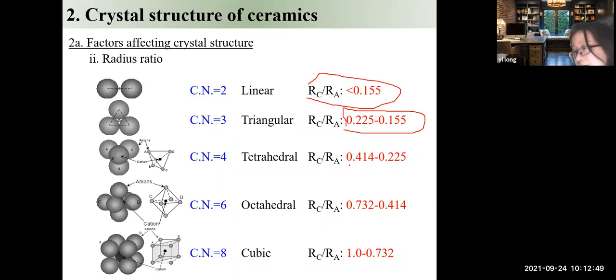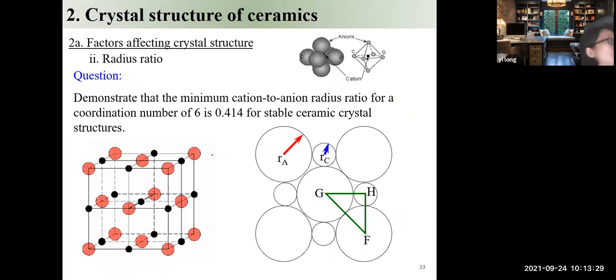Then coordination number 4. If RC over RA is 0.225 to 0.414, then it's going to be something like this, which we call tetrahedral. And if RC over RA is in this region, it's octahedral, where the number is 6. It looks very simple, right? How your atoms are arranged is actually related to your RC over RA. Then how can we prove RC over RA gives you this coordination number? I'll give you one example. After I explain this one, we can have a rest.